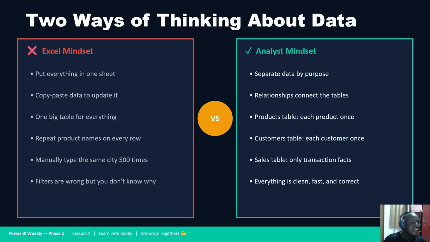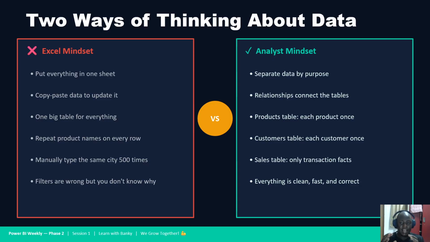But as the professional analysts that we are all planning to be, we need to have the analyst mindset. What does the analyst mindset cover? The first is that we don't keep all our data together in one place. We separate the data by purpose. This data is about product information, so we have product alone in that data. This data is about customer information, and we have that data alone in one place. This data is about sales, and we have it alone.